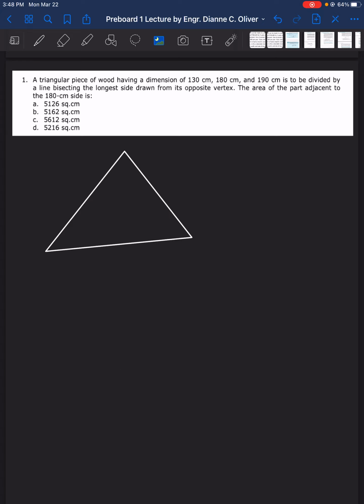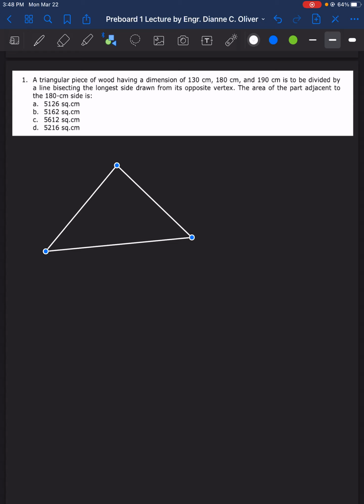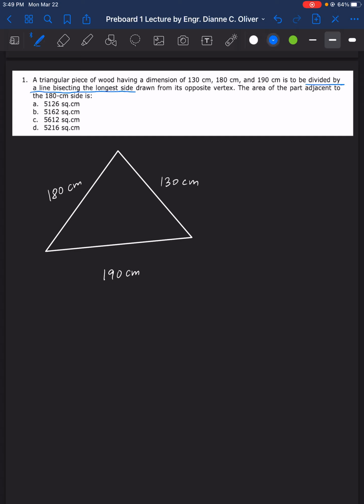So for the drawing, we have here the triangular piece of wood. Let's put the dimensions. Since this is the longest side, let's have this as the longest side, 190 centimeters. Then this is the second longest side, 180 centimeters, and the shortest will be 130 centimeters. It says here it is to be divided by a line bisecting the longest side drawn from its opposite vertex.